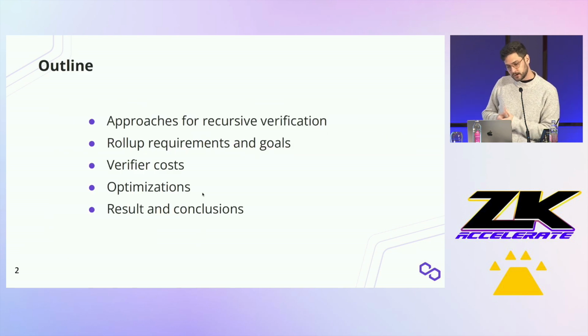This is the outline of the talk. I'm going to talk a little bit about the approaches of recursive verification that we have considered, and then we're going to talk about the pros and cons of the approaches that we have looked at. Then we're going to have a look at the requirements that we have settled for our rollup, and what are the goals that we have for our rollup in terms of performance. Then we're going to look at the verifier costs and identify if we can actually match the goals that we have in terms of performance with the verifier costs. Later on, we're going to look at some optimizations that we're implementing into the rollup, and I have some results at the end.